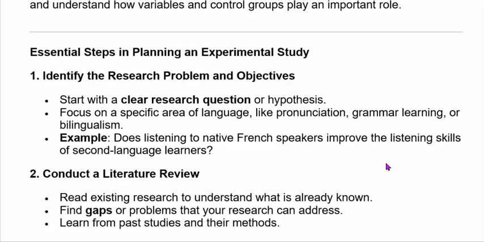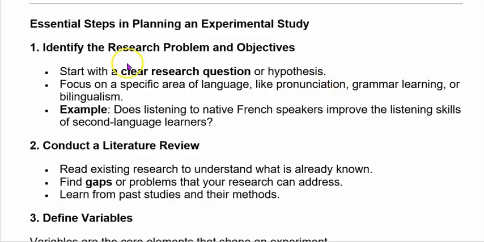Essential steps in planning an experimental study. First step is identify the research problem and objectives. Start with a clear research question or hypothesis. Focus on a specific area of language like pronunciation, grammar learning, or bilingualism. Example, does listening to native French speakers improve the listening skills of second language learners?